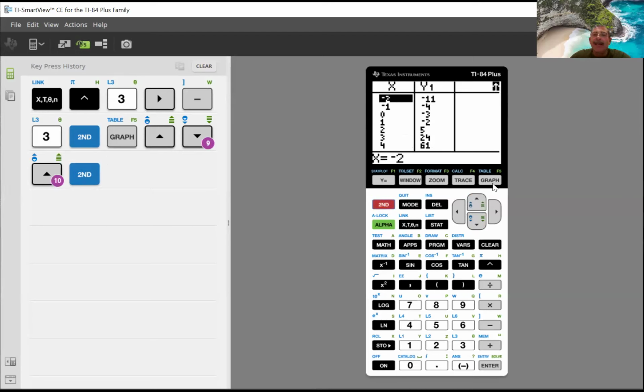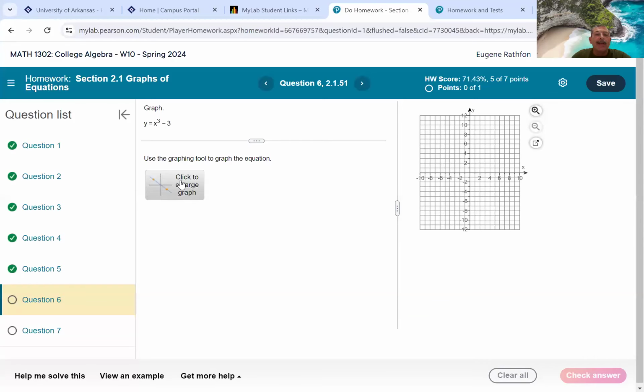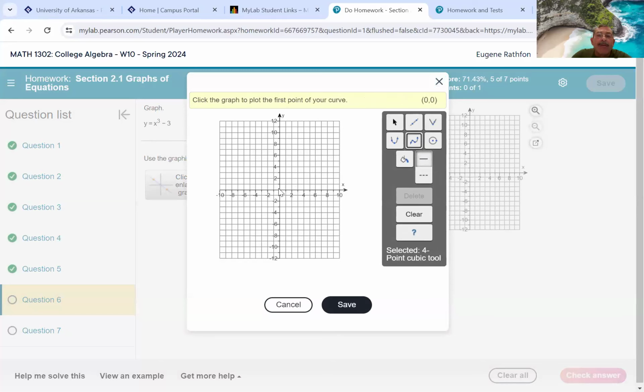Now watch this. So second graph, our graph should go uphill, left to right. So y'all, let's go see if we can do that on MathLab. All right, so I would click the enlarge graph. The squiggly line, we want what they call the 4-point cubic tool. Now we had 0, -3, so I'm going to start at 0, go to -3. Then 1, -2, so go right 1 and down 2.